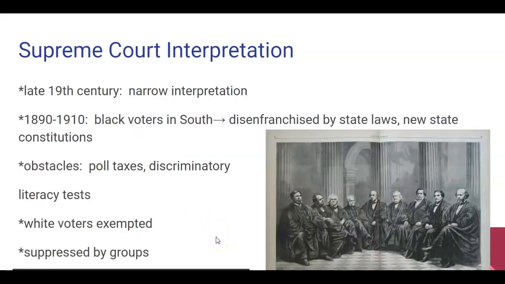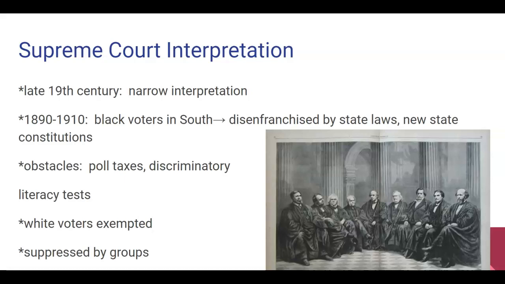The Supreme Court interpretation in the late 19th century: basically these guys were pretty much racist, and they were not above allowing their own racial prejudice to influence their decisions. So you had a narrow interpretation of the Constitution at that time. They were not going to allow anything extra going on.